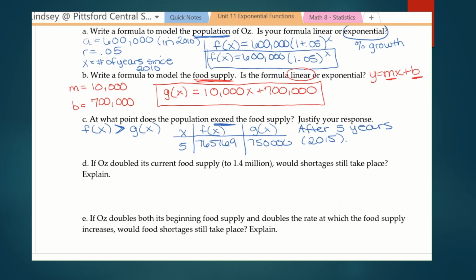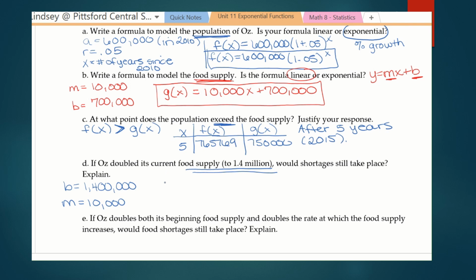So looking at D, if Oz doubled its current food supply, so if instead of starting with 700,000, let's say we started with 1.4 million, but we kept it as a linear function. So we're still increasing by 10,000 every year. So our equation, we're changing our B value here. So instead we're going to work with a B value of 1.4 million. So I'm going to write that out. But our M stays the same. Our food supply increases by 10,000 every year.